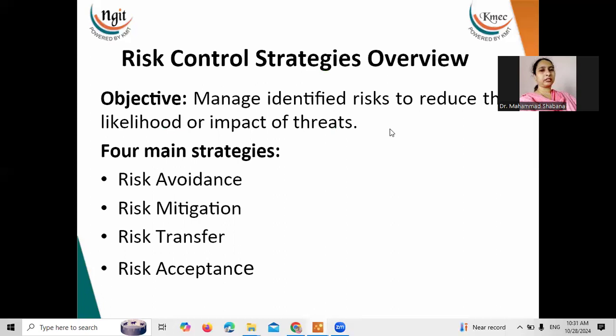To begin, risk control strategies are designed to manage risks by reducing either the likelihood or the impact of potential threats. There are four main strategies for risk control: risk avoidance, risk mitigation, transfer, and acceptance. We will go through each of these strategies in detail.